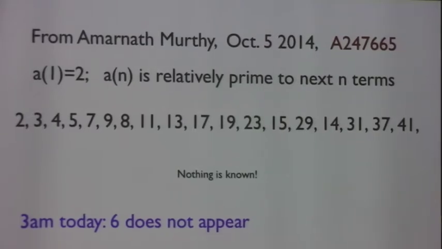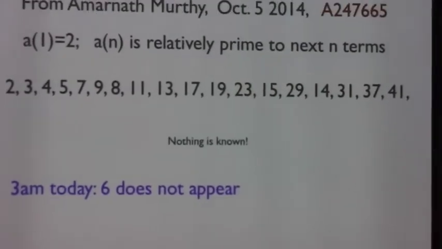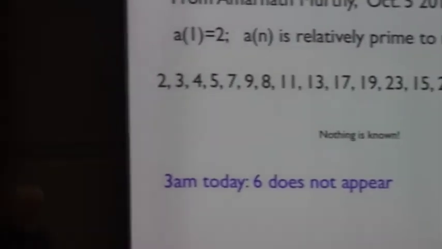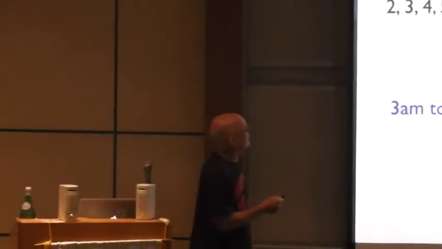And one of our editors, Jens Kruse Andersen, wrote a PARI program to work out the first 1,000 terms. I stared at it and noticed that some numbers were missing. 6 in particular was missing. So last night I mentioned this to Russ Cox in the front row, and he went away for about half an hour. He computed 5 million terms using his language Go. And again, 6 didn't appear, and 12 doesn't appear, at least in the first 5 million terms.